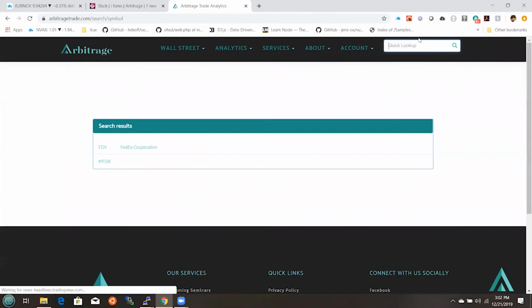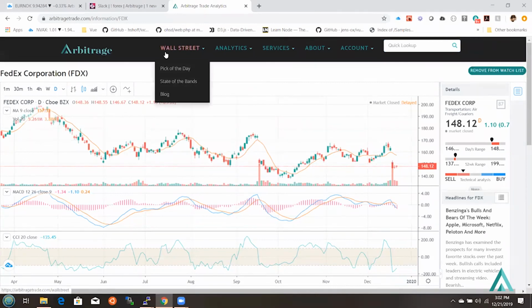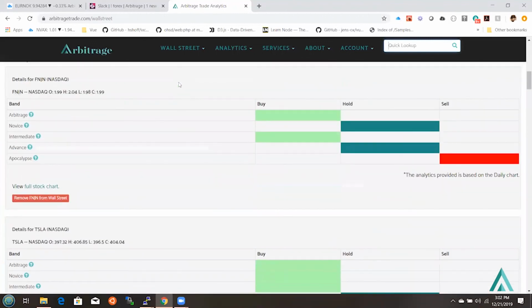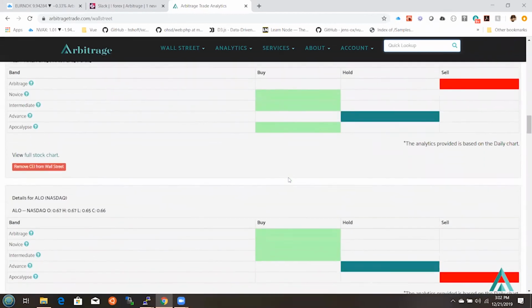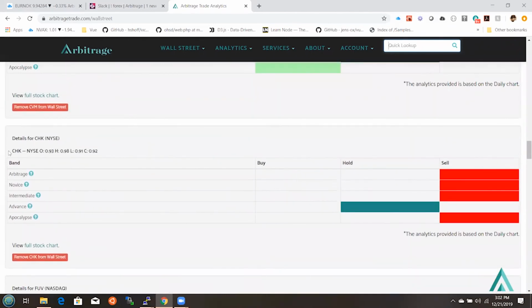So I bought some FedEx yesterday. So if I want to make sure I get alerts on this guy, all I do is click that add to Wall Street, and you can have it removed from watch list. So if I go to my Wall Street, everything that I'm watching shows up here, and I can see very quickly which man is ready for me to go buy and on which time frame. So I can literally see on all my trades who's ready to buy short term and long term. Like Chesapeake Bay is not in a happy spot.